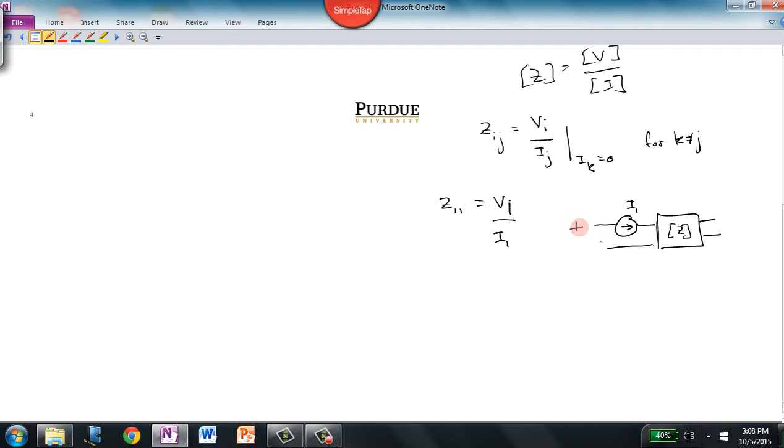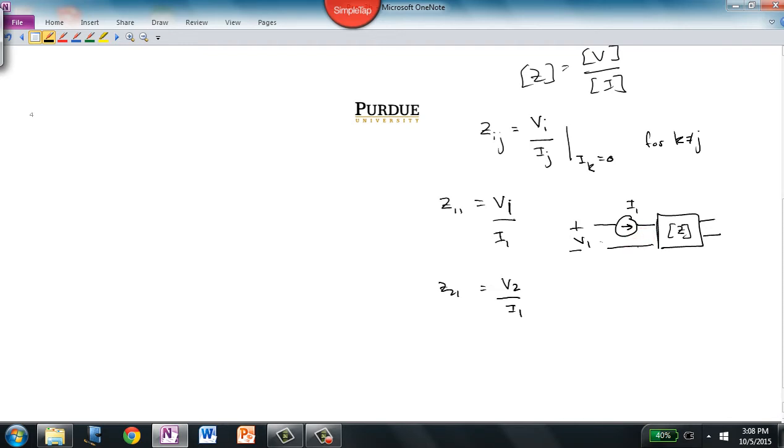It's got our input port, and V1 is this right here. So we just need to find out what the ratio of V1 to I1 is under this condition. And that gives us Z11. Well, what about Z21? That's the ratio of V2 to I1. That's the injecting current.